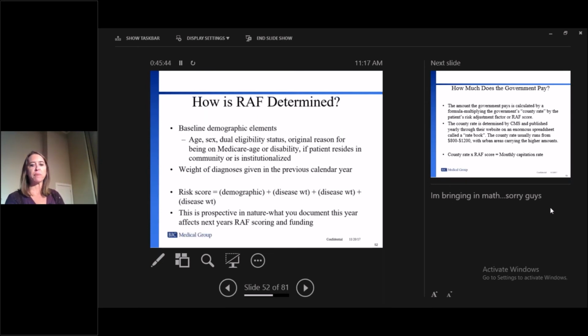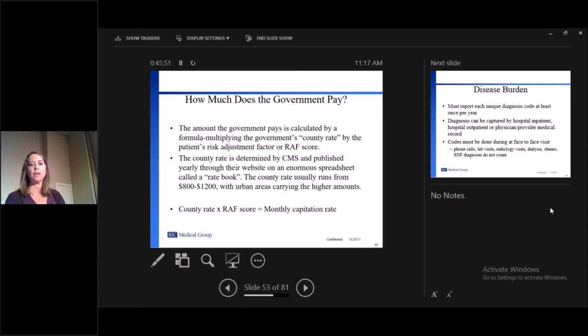And like I said, this is prospective in nature. So what you bill this year is going to affect next year's RAF score. So how much does the government pay? They do this by county. So they somehow have a determination.